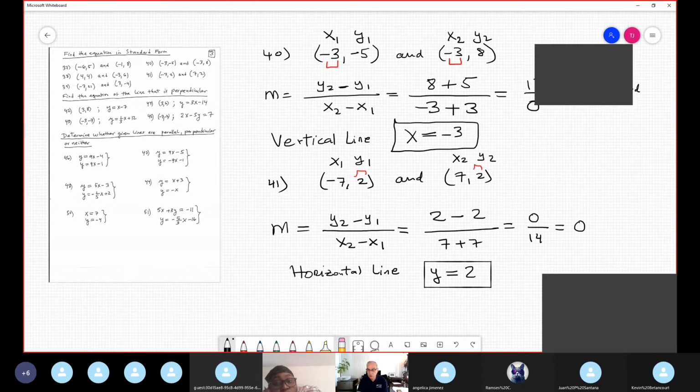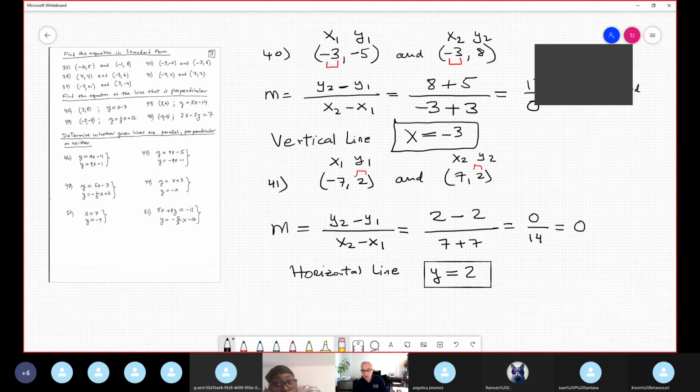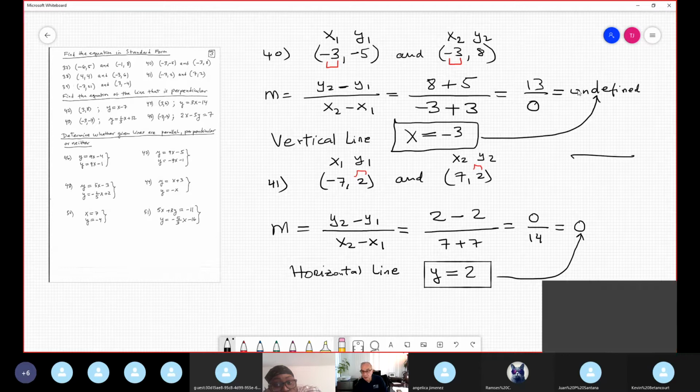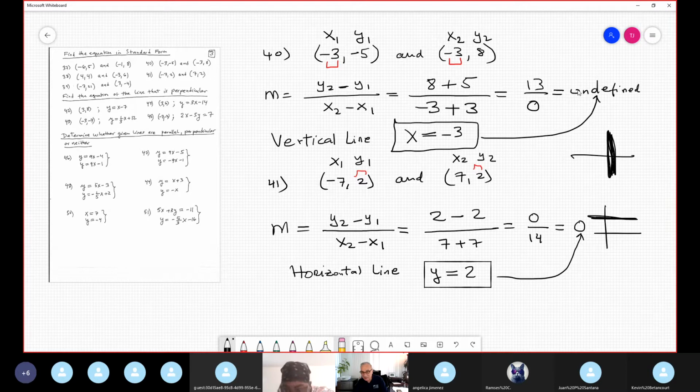Okay, let's move on now to the last. When the horizontal line is undefined, no. The conclusion is that horizontal is slope 0. Look at that. It's slope 0, not undefined. Vertical, yes, the slope is undefined. It's clear now? Vertical, undefined. Horizontal, totally flat, like that. Nice.